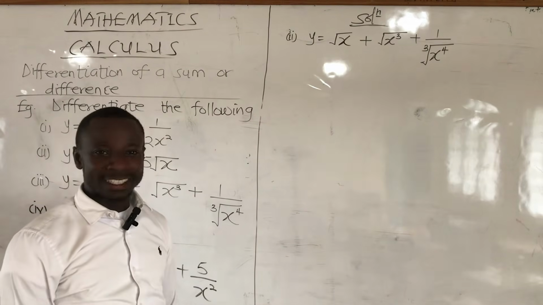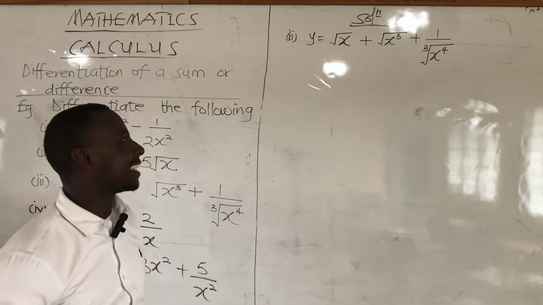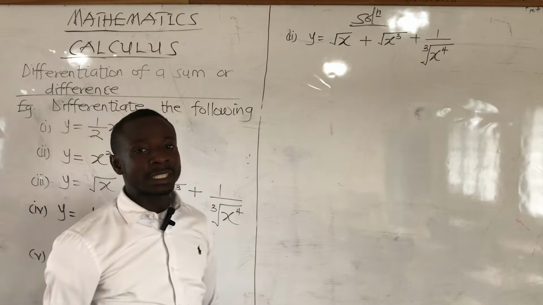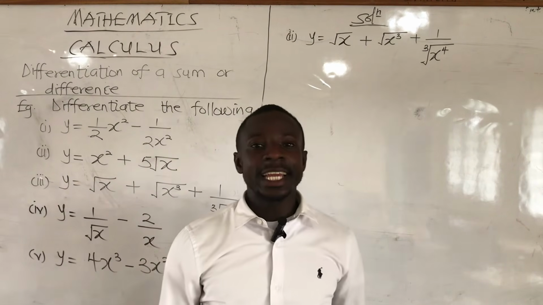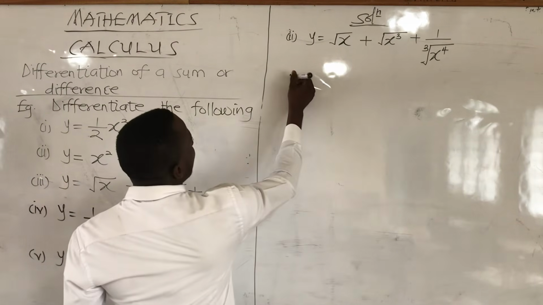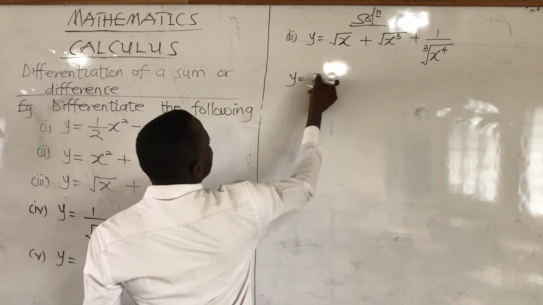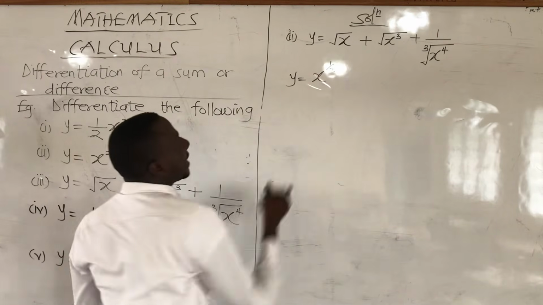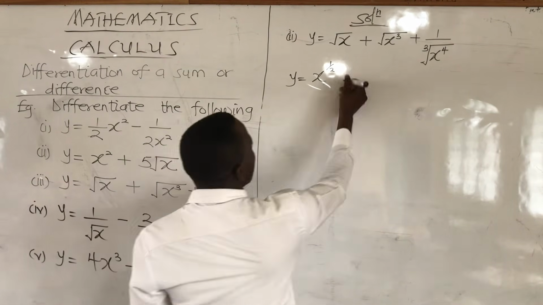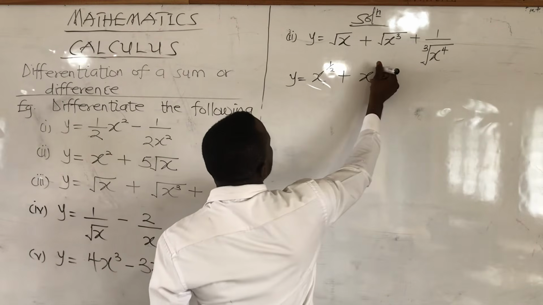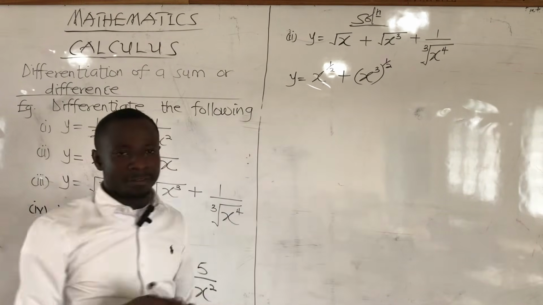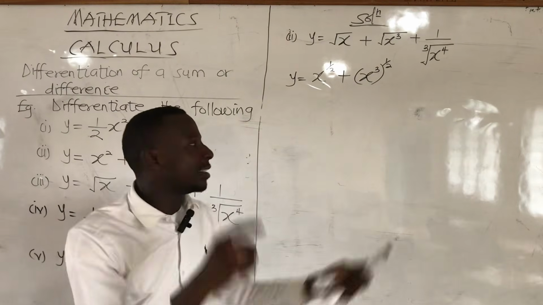Wow, this is a very nice question, right? Yes. So over here we are going to present everything in its exponential form. So now let's start. Root x is the same as x power half plus x cube all power half, because it's root x cube.